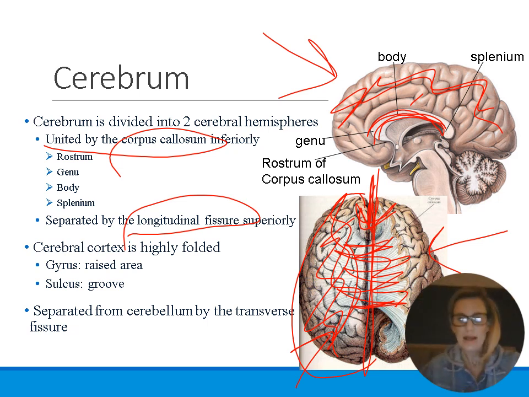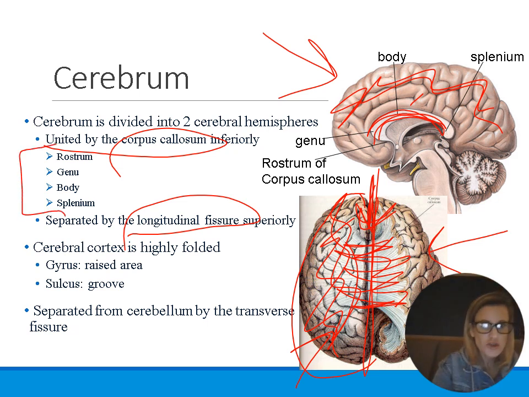The corpus callosum has the axons, white matter, going back and forth between the two cerebral hemispheres so that they can talk to each other, communicate with each other. The corpus callosum is divided into the rostrum, which is the very first front portion of it, then the genu, then the body, which is the major section, and then in the very back, there's a little widened area called the splenium. Again, this is white matter, which has axons.